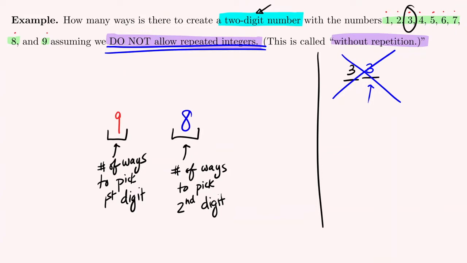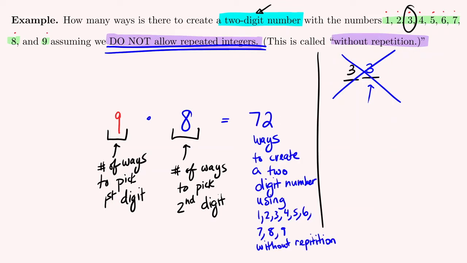And then finishing up this problem, once we've been able to break down the process into consecutive steps and figure out the number of ways each of those steps could occur, the number of ways the entire process occurs can be found by multiplying the number of ways the steps could occur separately together. And that would give us 72 ways to create a 2-digit number using the digits 1, 2, 3, 4, 5, 6, 7, 8, 9 without repetition.